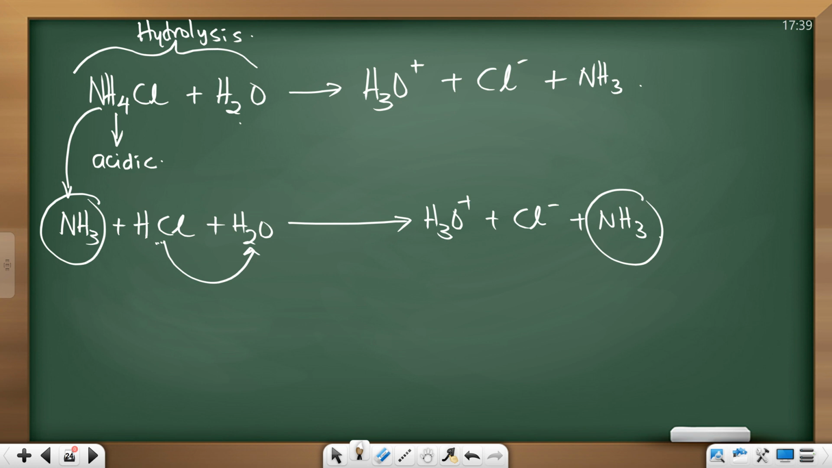Okay, if you have NH3 Cl minus, it's still okay. No. You cannot have NH3 Cl minus. Nope. There's nothing like NH3 Cl minus. It's NH4.